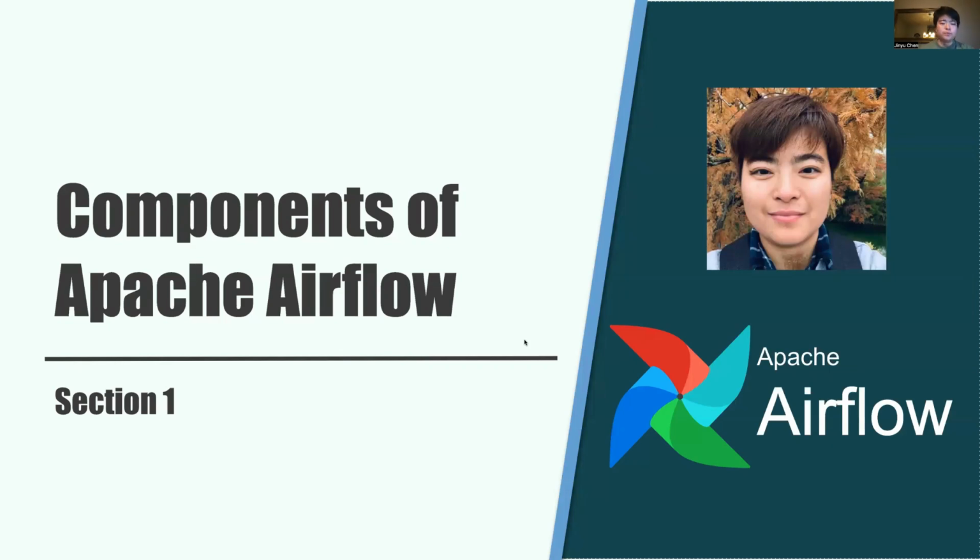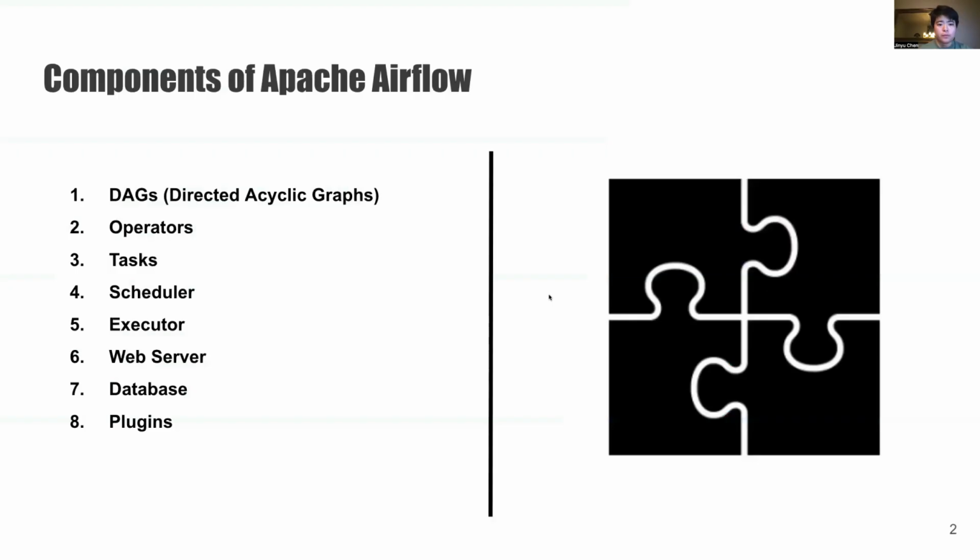Welcome to my channel. In this video, I want to discuss the components of Apache Airflow. What components does Apache Airflow have? Here are DAGs, directed acyclic graph, operators, boxes, scheduler, SQL, web servers, database, and a plugin.